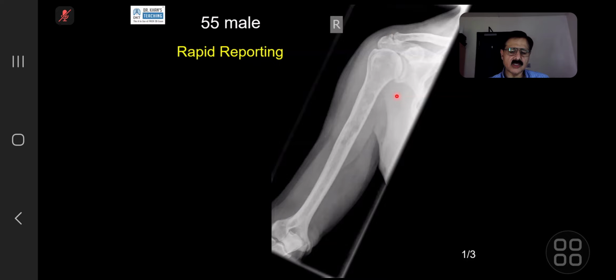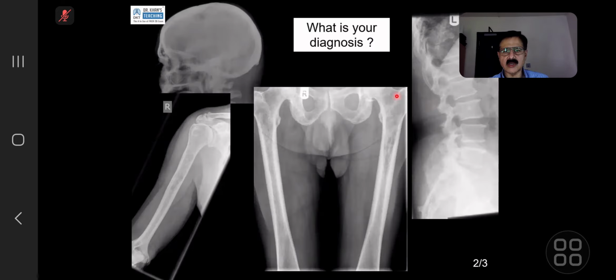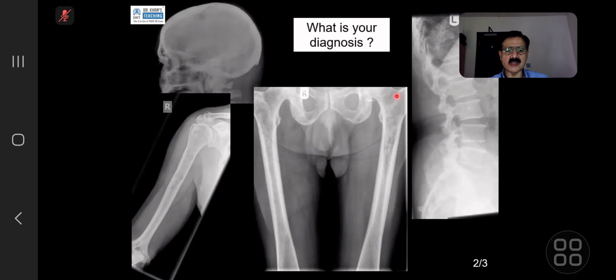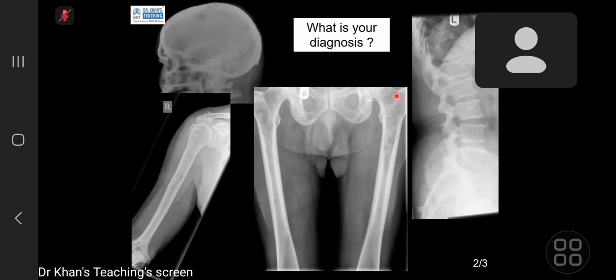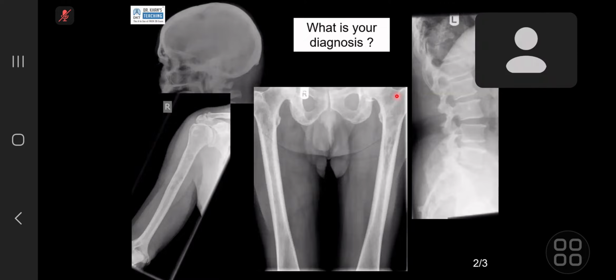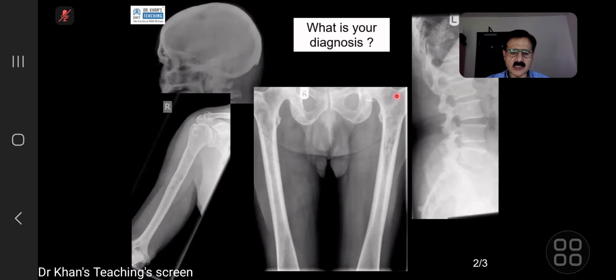Look at these joints. Why did you say Langerhans cell histiocytosis? Because I saw there is involvement of the skull. Yeah. So multiple lytic lesions. What has been done? It's a skeletal survey. So what is the diagnosis? Because the patient is old age and skeletal survey, I'm thinking of multiple myeloma and metastasis. Yeah. So this is multiple myeloma.